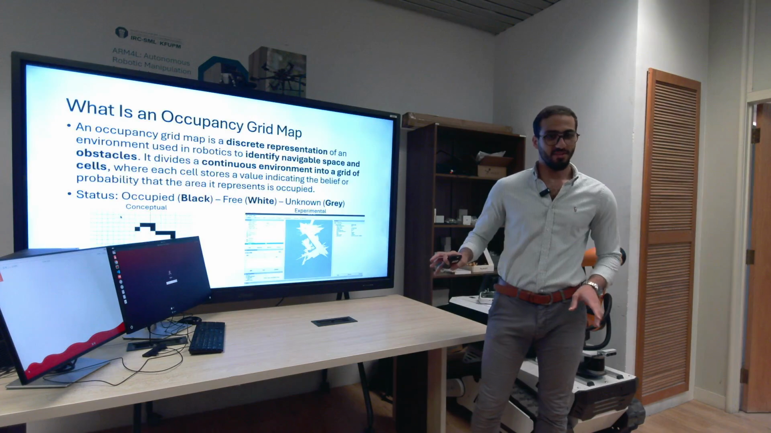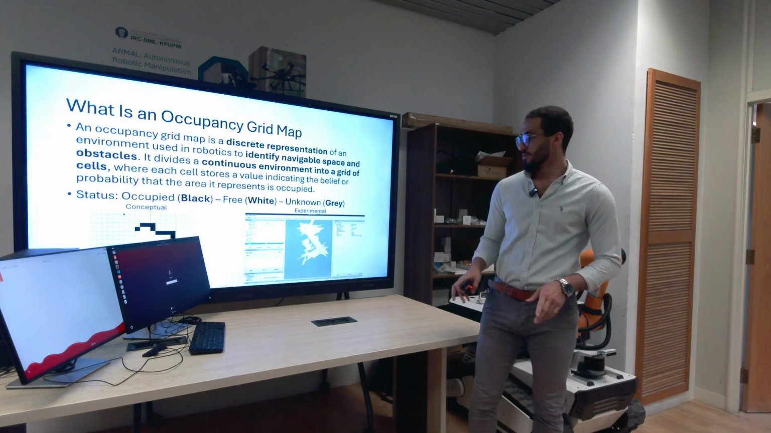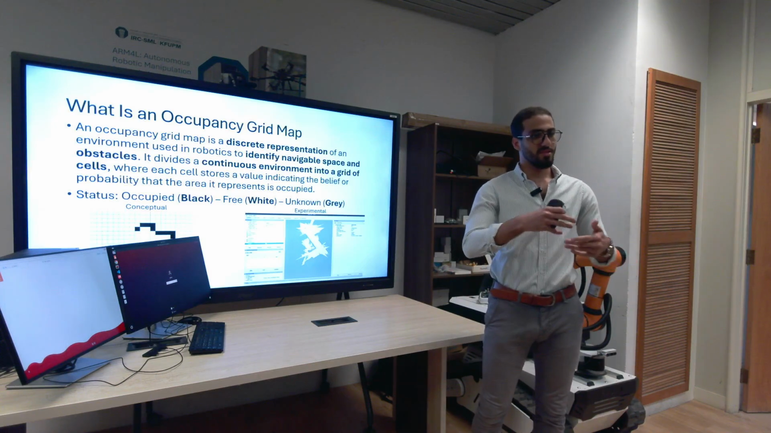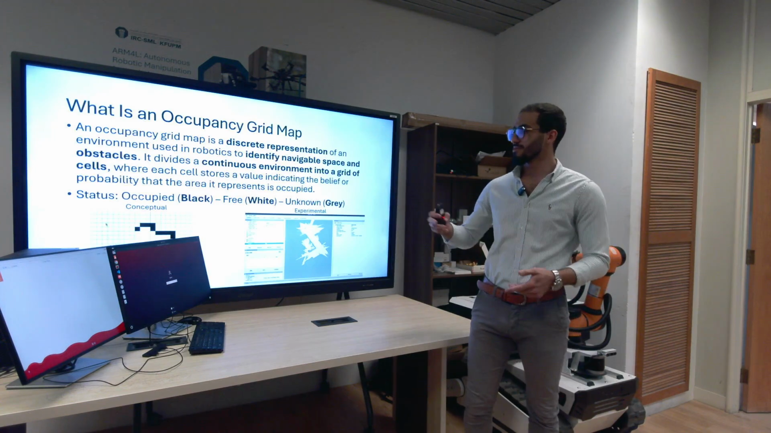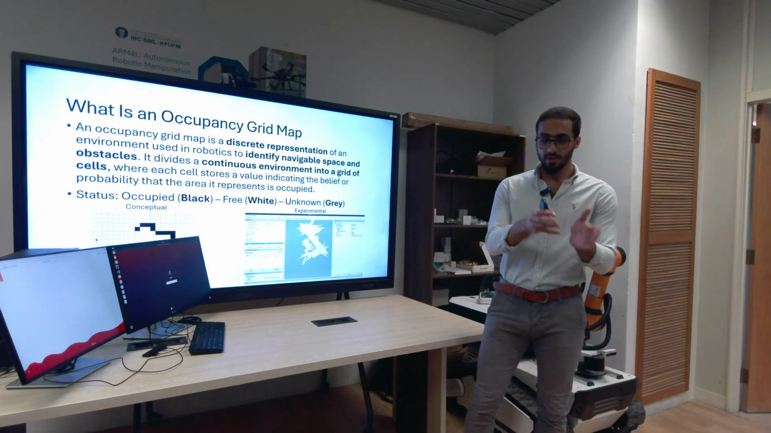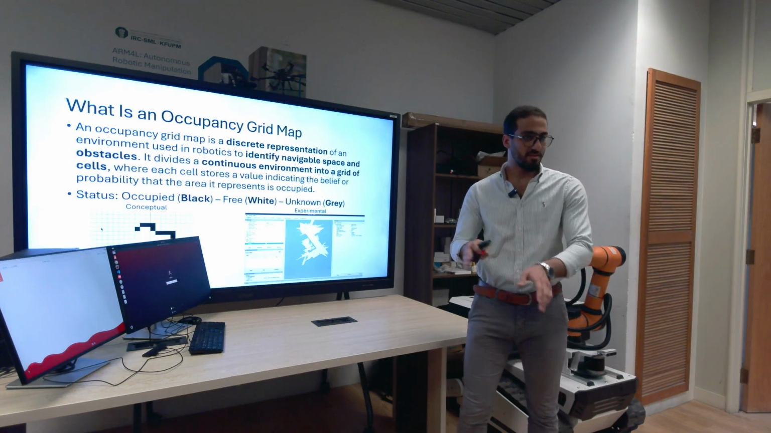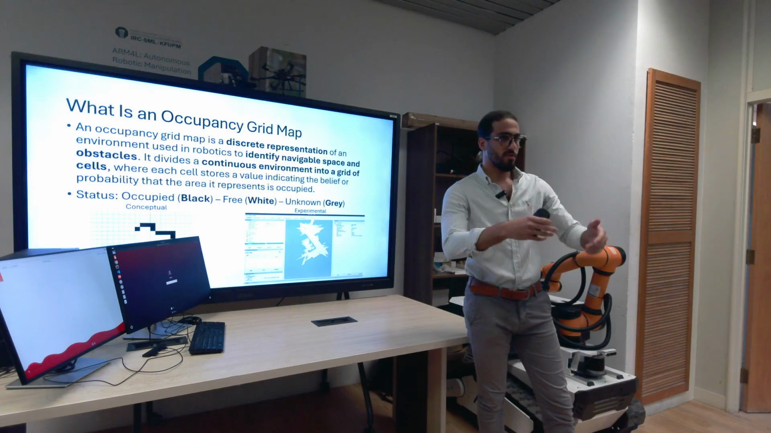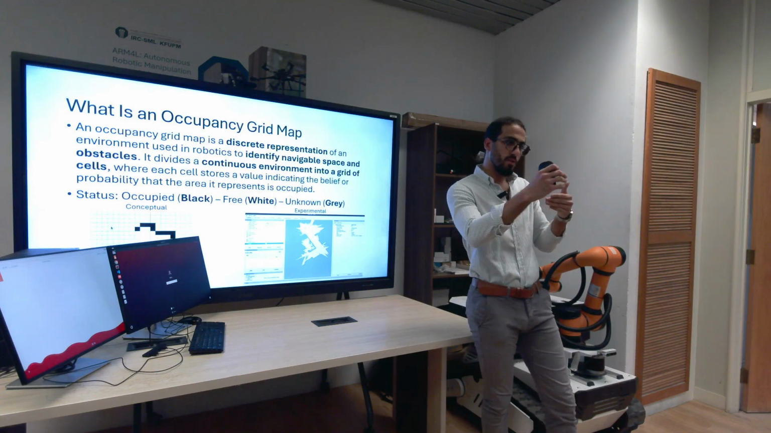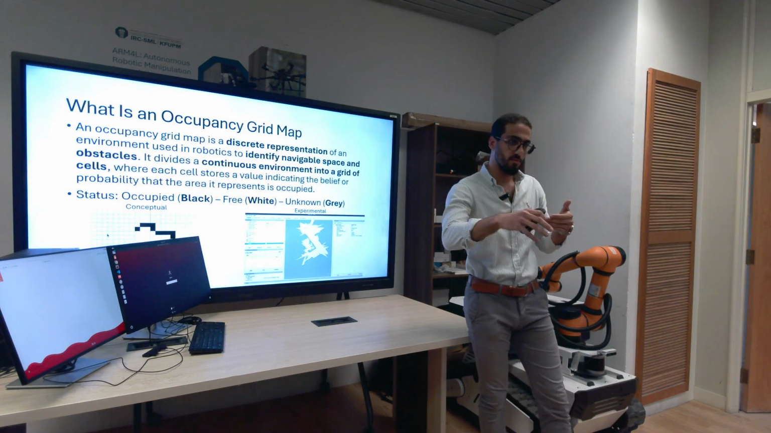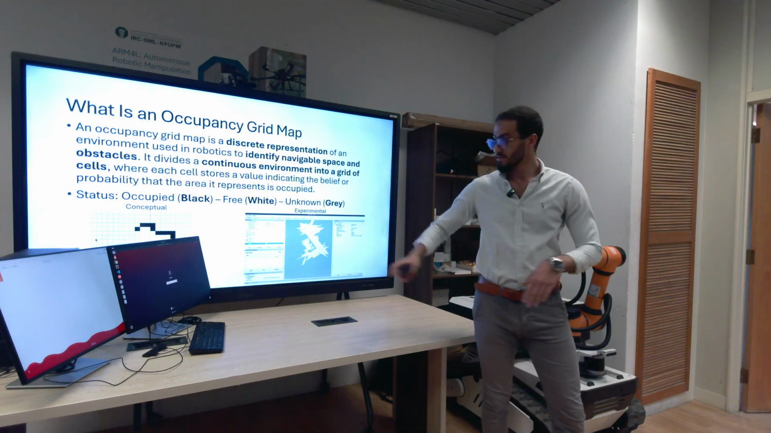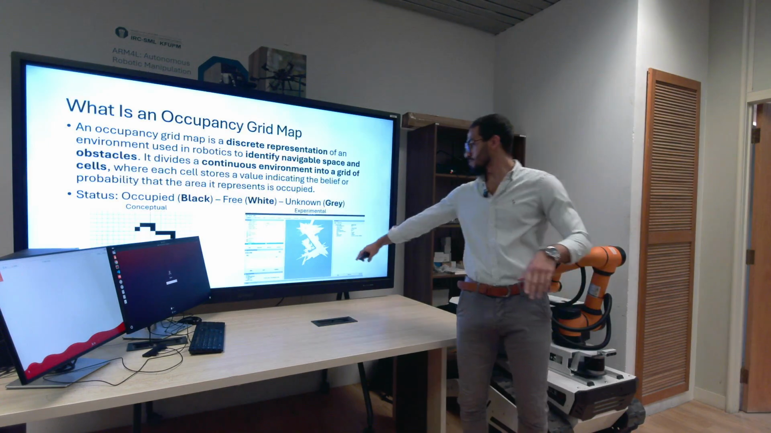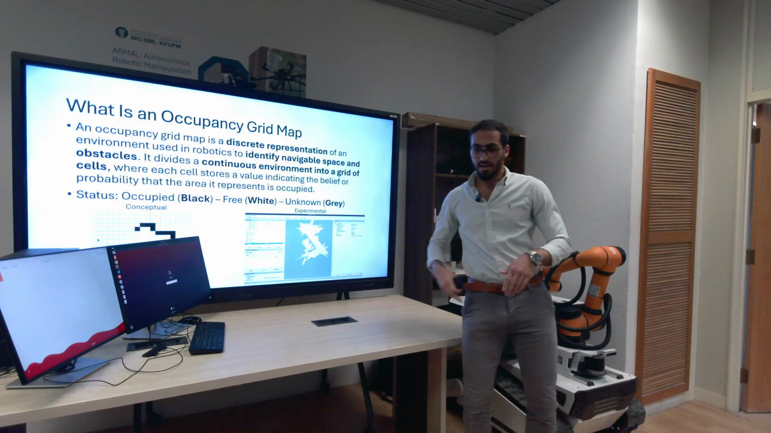I believe you already heard about this from Dr. Rami's lecture. Simply, instead of having a continuous environment, we discretize the map into occupied cells, free cells, and unknown cells. If you have a wall, but your field of view is only 3 meters, and the wall is 4 meters from you, then those 3 meters are white. That's free. Maybe the figure is not clear, but this should be white, and this wall should be black.